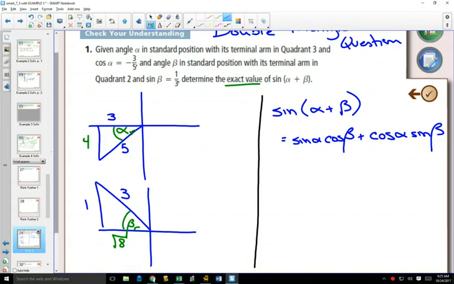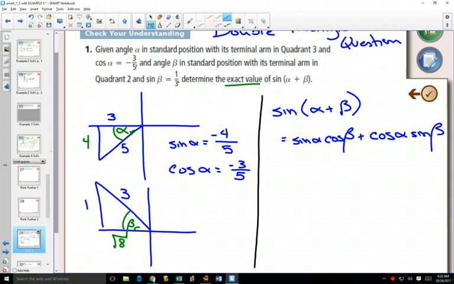So if we go to our triangles, can you see that you already know what sine of alpha is? What is sine of alpha? 4 over 5, positive or negative? Negative, because it's in quadrant 3. And you can see it from your triangle as well, but we were also told in the question that cos of alpha was negative 3 over 5. So you now know what sine of alpha is, and you know what cos of alpha is.